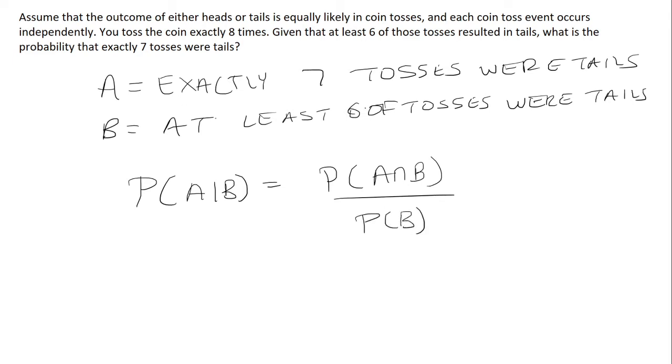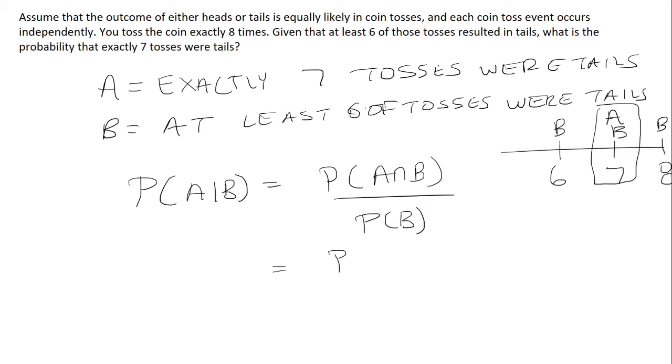So probability A intersect B, so that is A is exactly 7, and then B is at least 6. So let's take a look at this. For event A, it's exactly 7. For B, it's at least 6. So B could be 6, 7, or 8. So what do they both have in common? Looking at the intersection, clearly they have to have 7. So this is basically probability of A over probability of B.